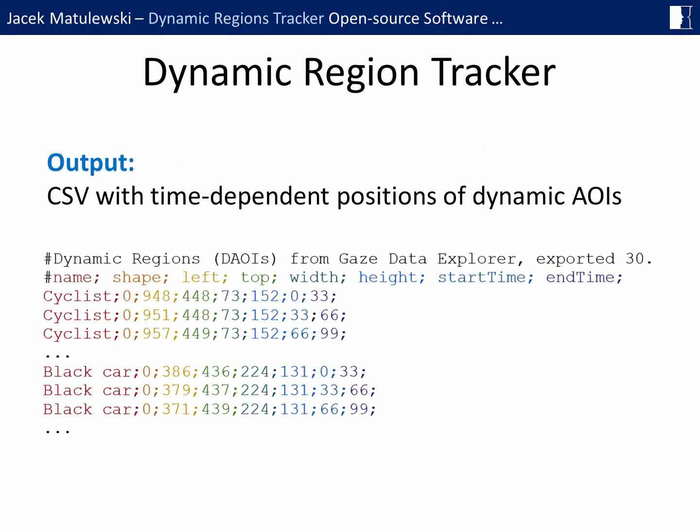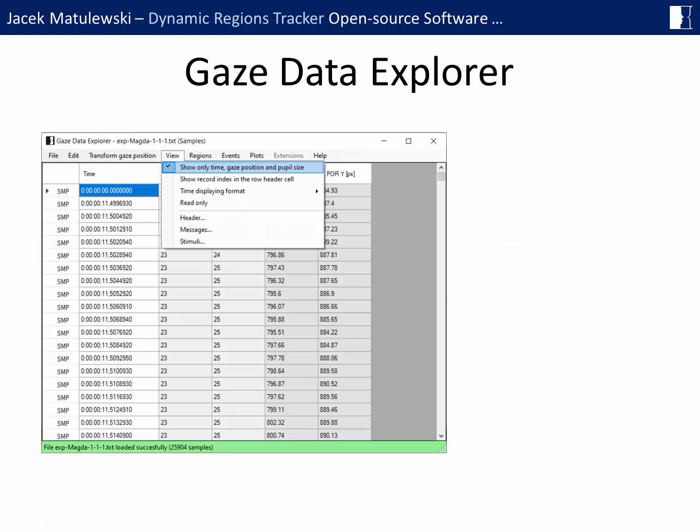The output of the program is a comma-separated values file, which in each line contains the location and size of one tracked area with its name, location, and the time at which this position is proper. The Dynamic Regions Tracker is a standalone computer program, but it can also be used as an extension plugin for the Gaze Data Explorer, another software tool.